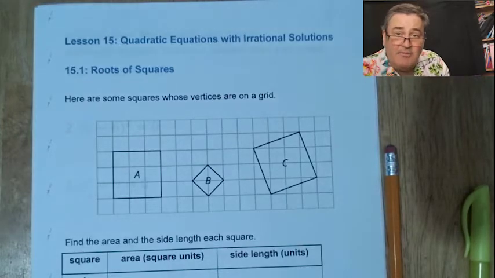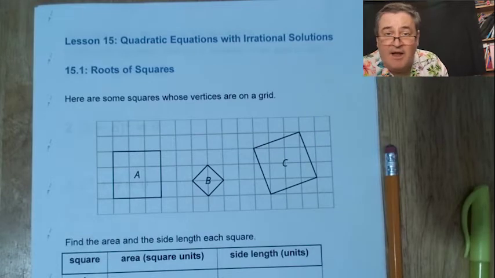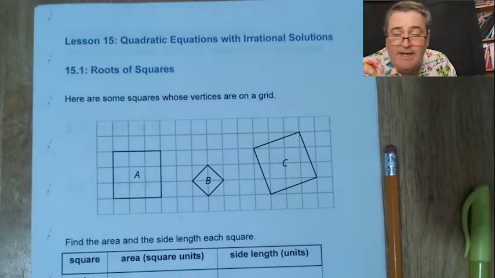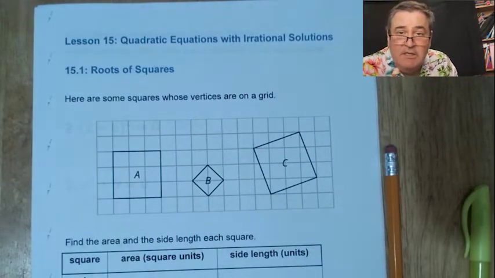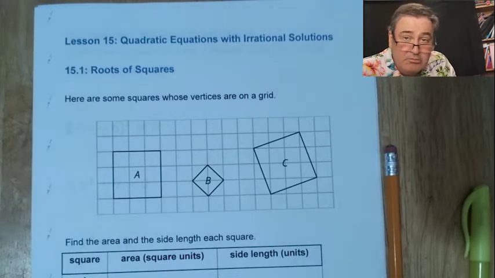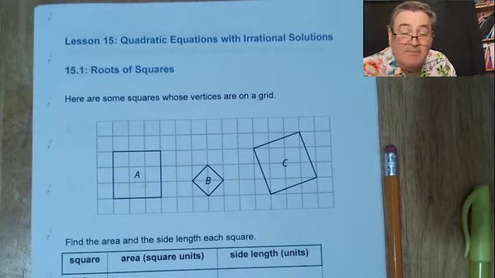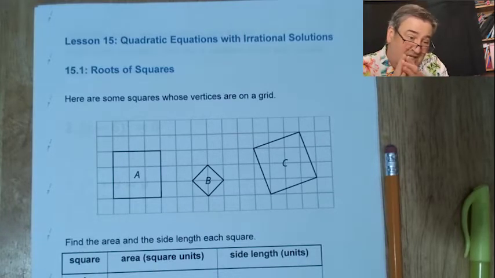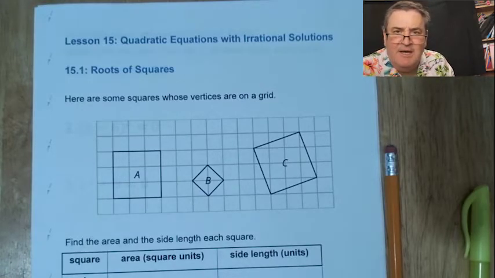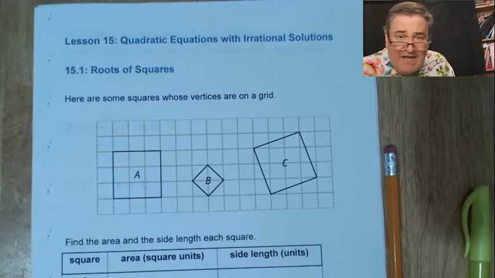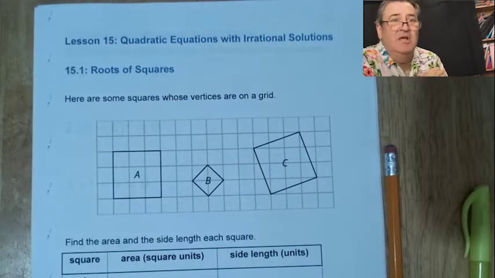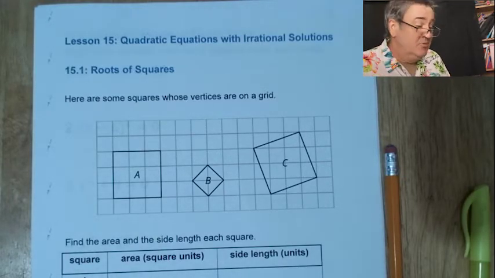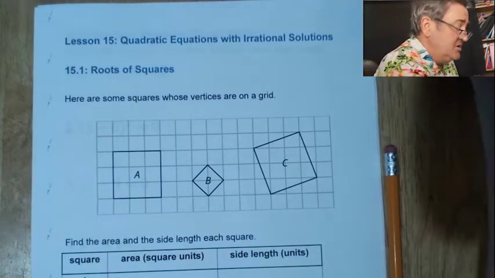Remember, a rational number is any number you can write as a fraction. 2 over 3, 8 over 7, 14 over 6, 2, 0, -1. There's lots of numbers like that. Irrational numbers are like the square root of 2. We can't write that as a fraction because it's a decimal that just keeps going on. Square root of 5, pi. There's lots of irrational numbers. So we're going to look at quadratic equations that have irrational solutions.